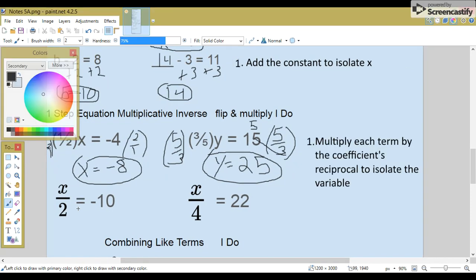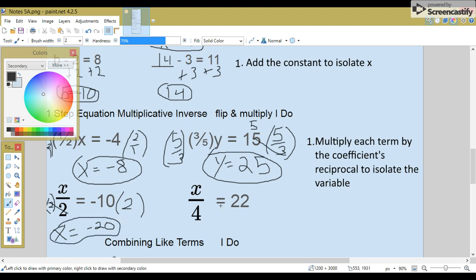X divided by 2 equals -10. To get x by itself, to isolate it, we multiply each term by 2. 2 divided by 2 is 1, so 1x equals -10 times 2 is -20. X equals -20.